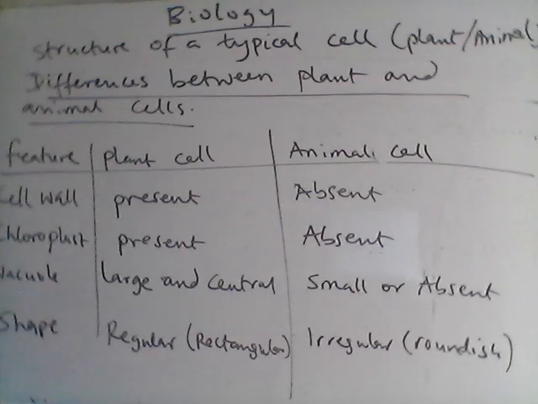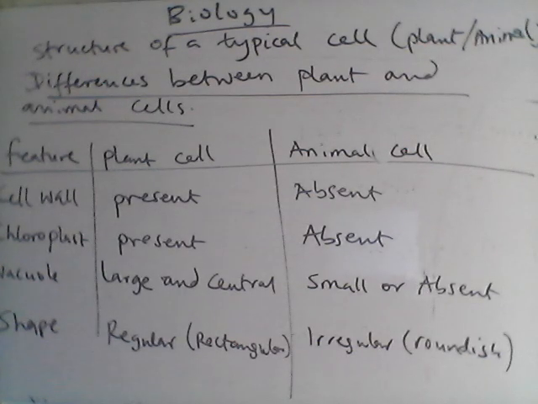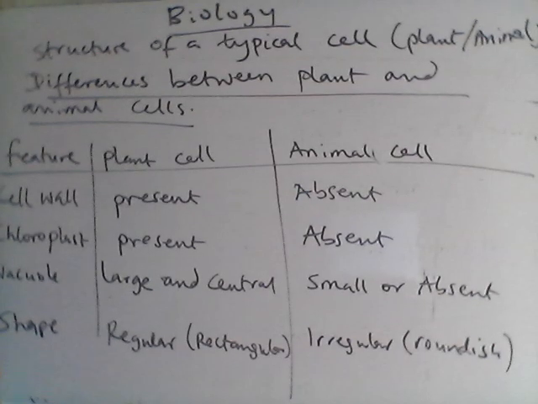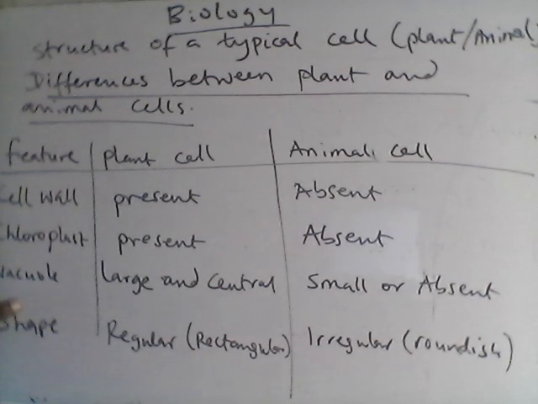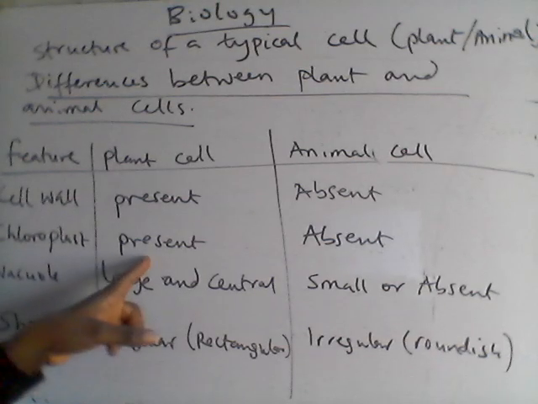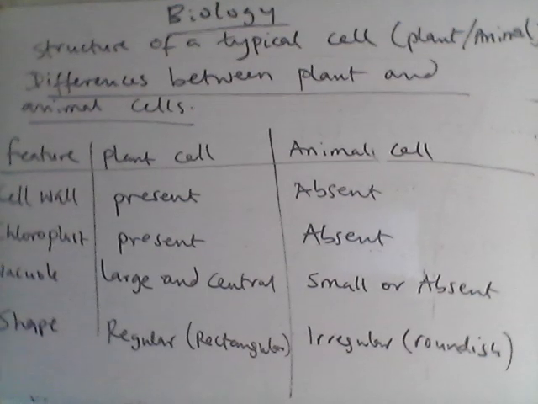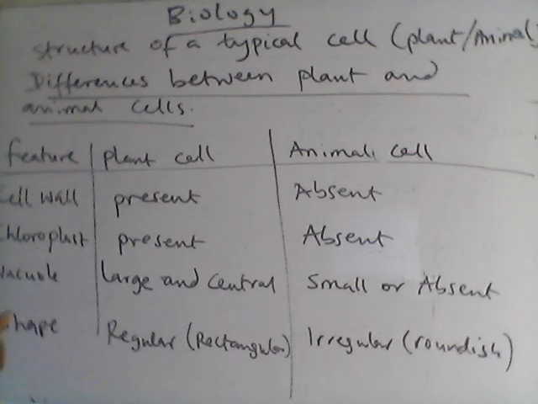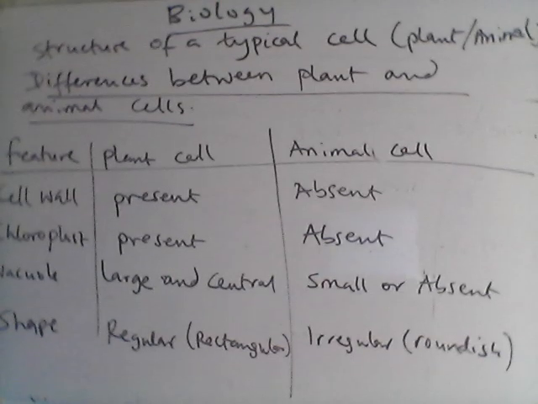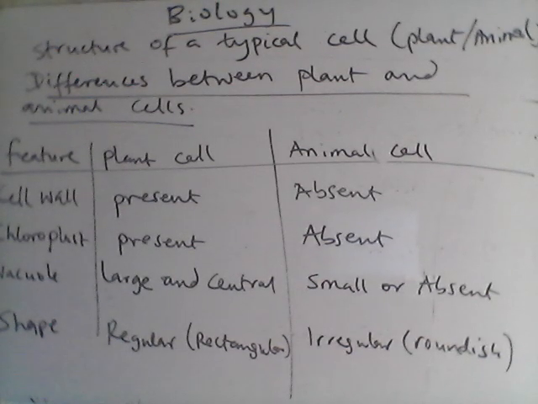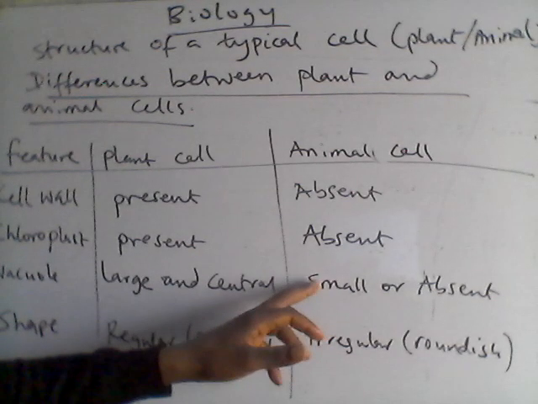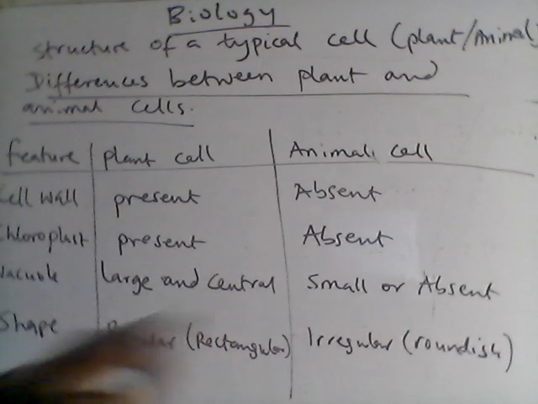So for the chloroplast, when you see chloroplast, what comes to your mind is photosynthesis. Understand? And you know only plants that undergo photosynthesis. So chloroplast is present in the plant cell, but absent in the animal cell. So that's another difference. The third difference is the vacuole. The vacuole is very large and central in the plant cell. Large. Recall I told you that the vacuole is where food substances are stored, provide like storage for food, water, and waste. Understand. And it is small or absent in animal cell. They don't need the vacuole for such function.